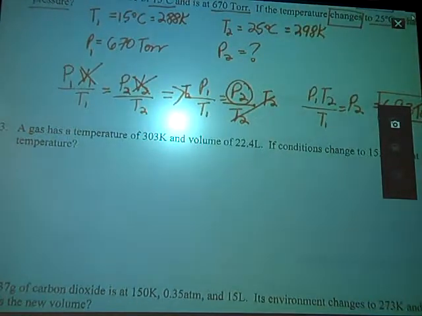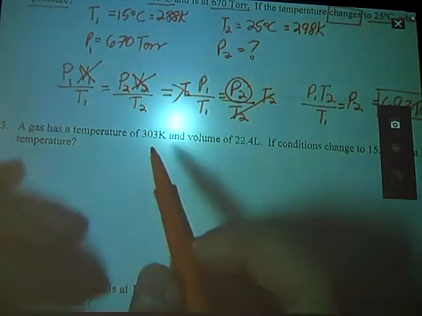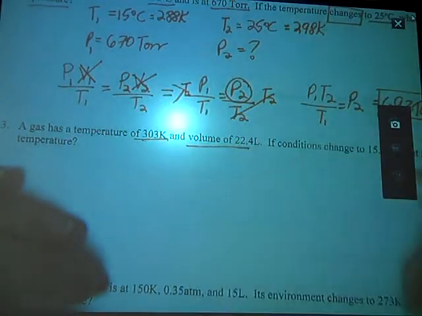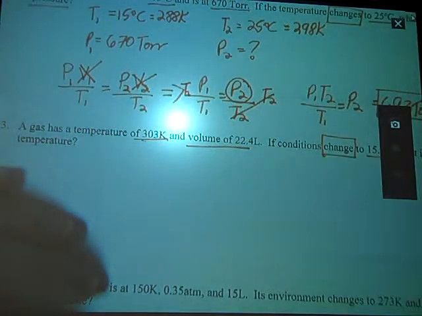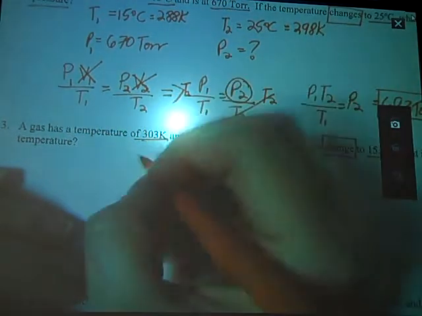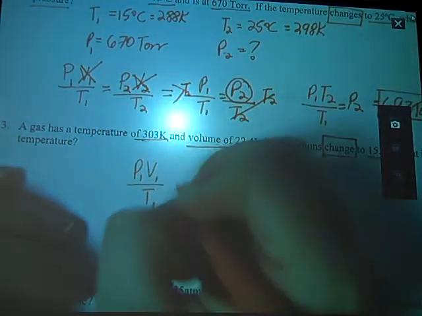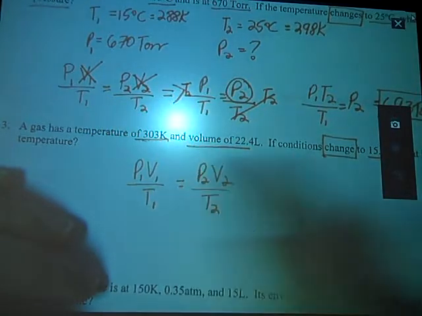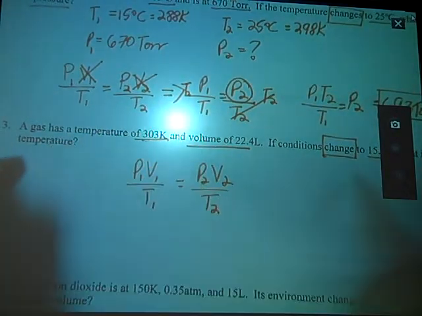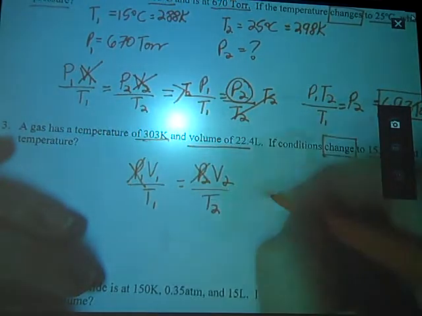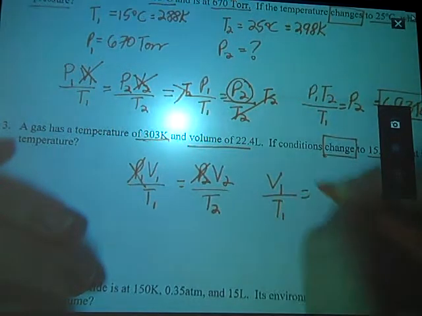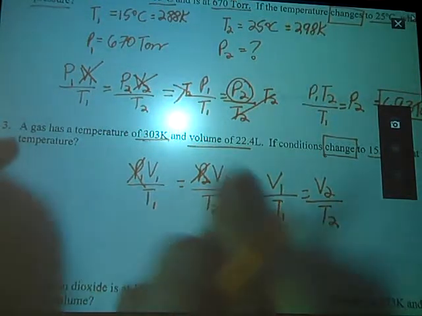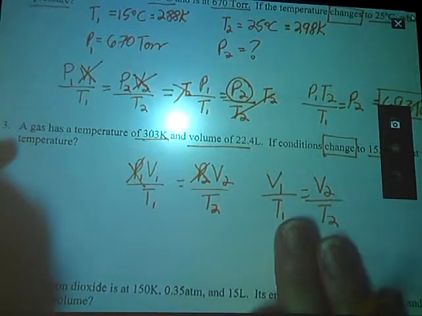Let's see, what one shall we look at next? Just to look at this problem really quick, we have a temperature and a volume that changes. So this, again, looking at our combined law, temperature, volume, what is new temperature? Pressure is not mentioned. We can take it out. There's Charles's law.